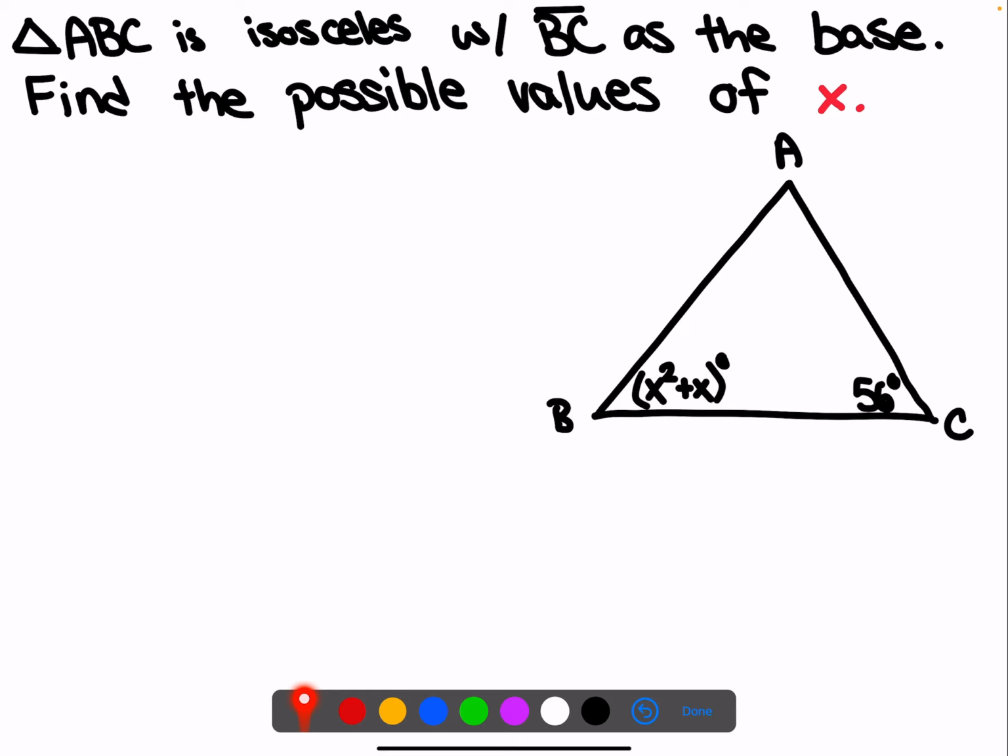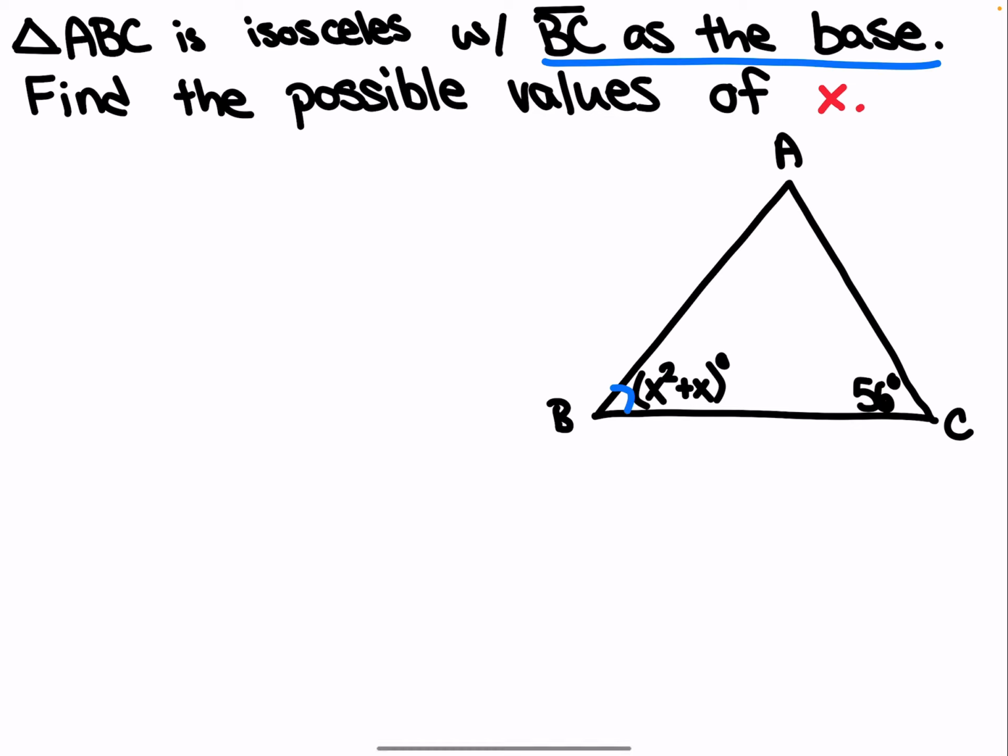Next, we're moving towards some factoring polynomials here. So triangle ABC is isosceles with base BC as the base. Find the possible values of x. Now, if BC is the base, that means that angle B and angle C are base angles, which means that they're going to be congruent. So I can say x squared plus x equals 56.